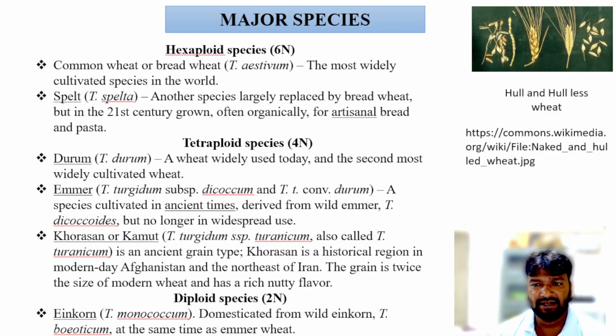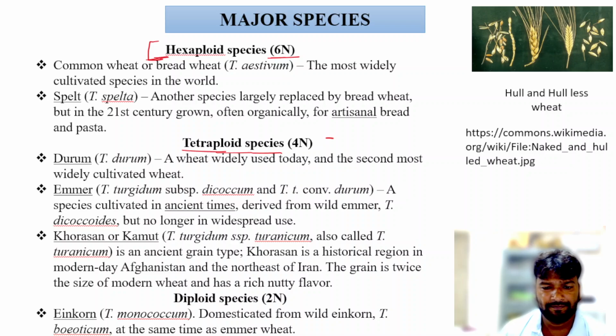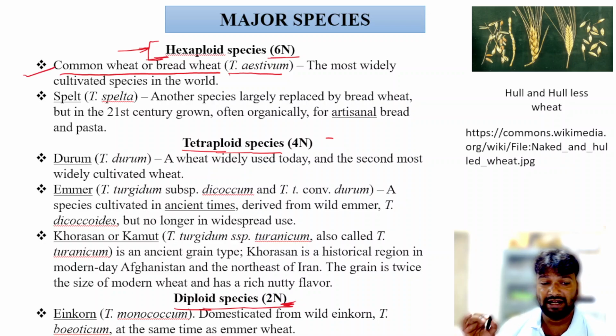Now come to the major species. In wheat there are three types of species. The first one is the hexaploid, that is 6n, tetraploid, that is known as 4n, and diploid, that is 2n. In the hexaploid, that is our common wheat, also known as bread wheat or Triticum aestivum. As already discussed, this is the most widely cultivated species in the world.